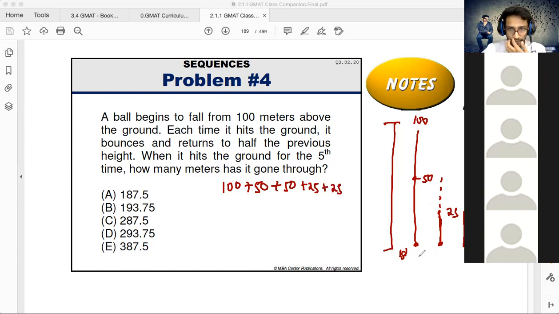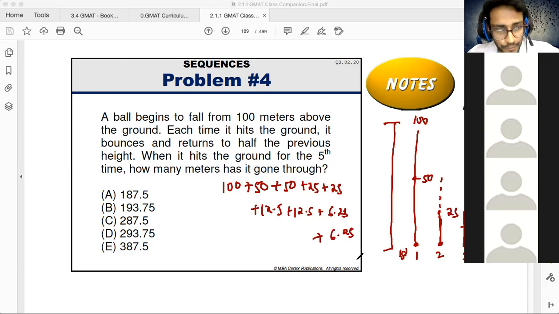This is my first, this is my second, this is my third bounce. So from 25, where will it go? It will go now 12.5, so plus 12.5 and plus 12.5. Fourth bounce: half of this, where will it go? It will go 6.25, and down it will come, plus 6.25. This is my answer. So how much is that? 100, 200, 250, 250, 275, 275 and 287.5. Yes, I'm getting it, exact.